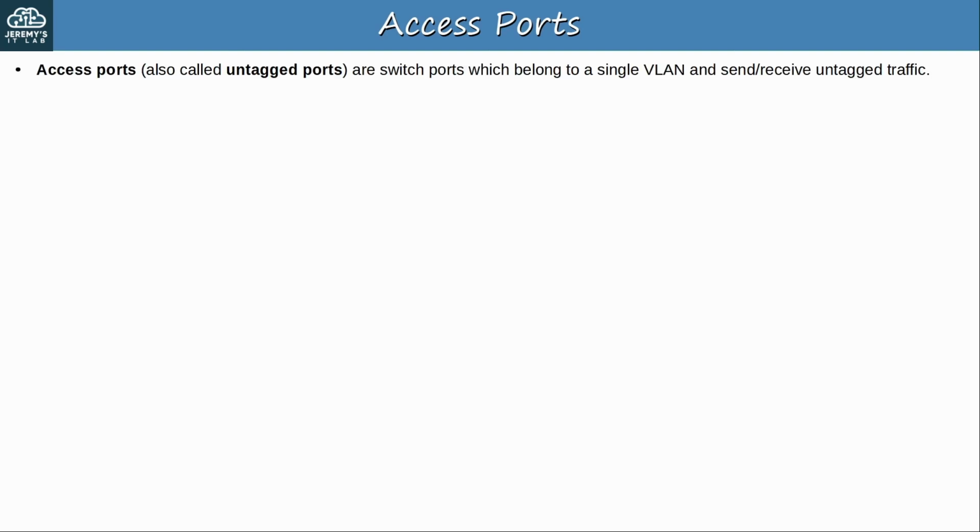Access ports, also called untagged ports, are switch ports which belong to a single VLAN, and send and receive untagged traffic. Because the port is associated with just a single VLAN, there is no need to include a .1Q tag to indicate which VLAN the traffic is in. The switch knows without the tag.